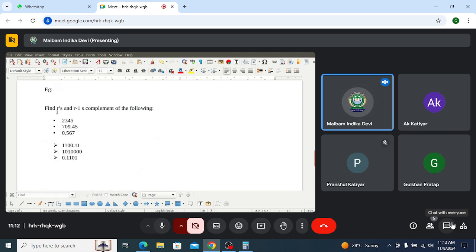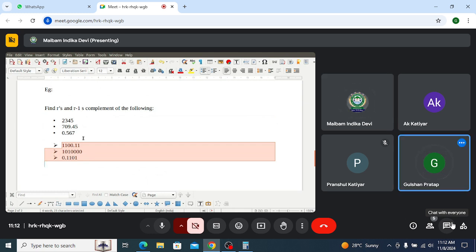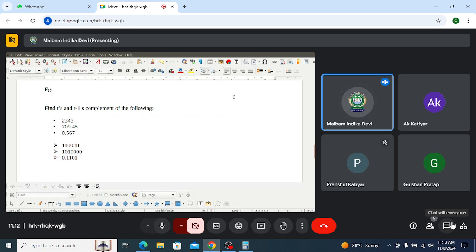Practice with what I have given, how to find one's complement and two's complement. Here I have written both r's complement and r minus 1 complement. For the decimal number, you have to find both the tens complement and nines complement. For the binary number, you have to find both two's complement and one's complement. Practice it, because in the next class we will be doing subtraction, and in that we will involve both these complements, r's and r minus 1. It's not that difficult.